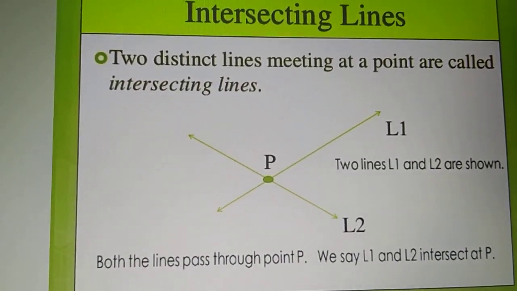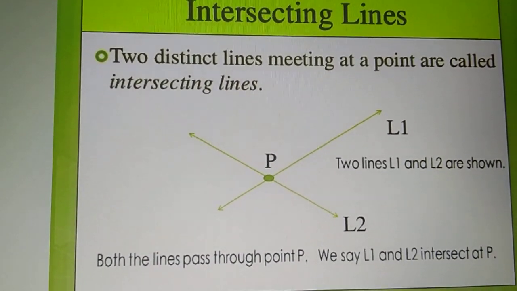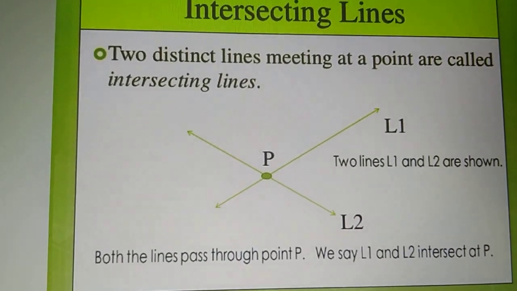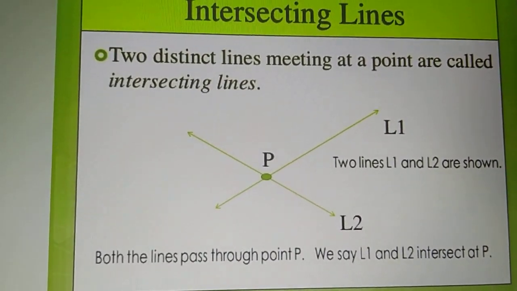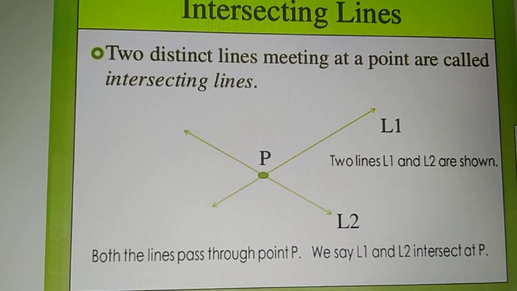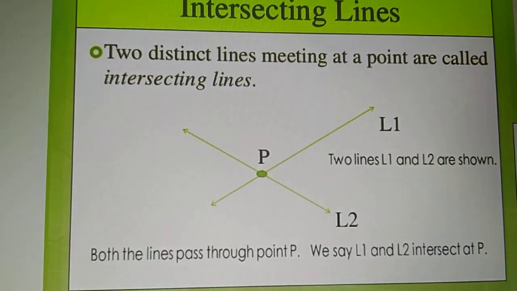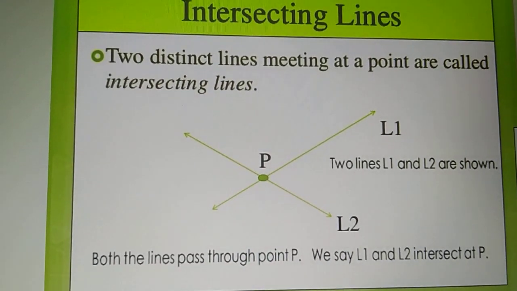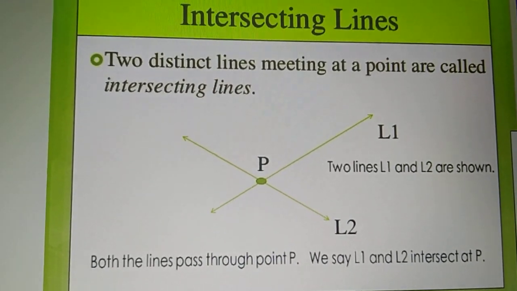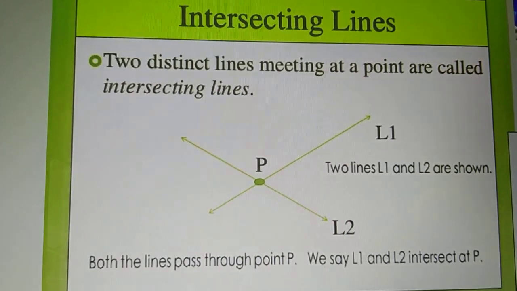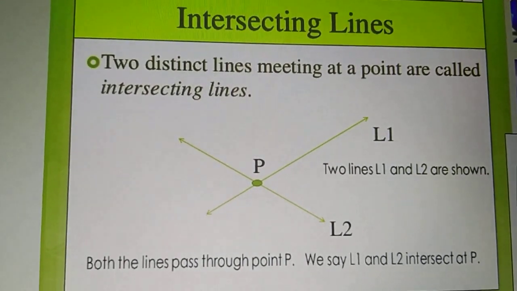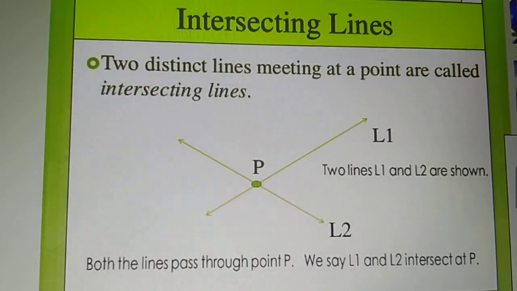Intersecting lines. Two distinct lines meeting at a point are called intersecting lines. Suppose there are two lines L1 and L2 intersecting at point P. So P is called the point of intersection, and L1 and L2 are the two lines intersecting at point P. Understood?